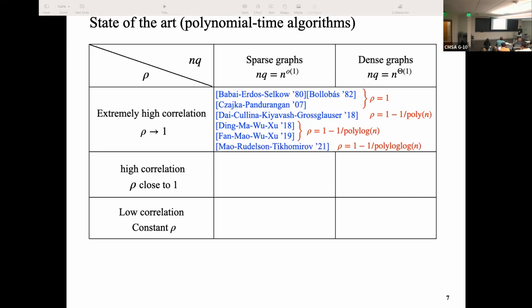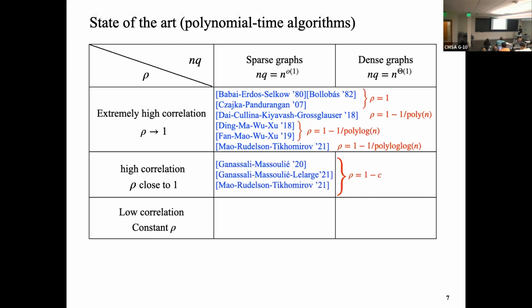And then this is also improved to poly log log n a few years later. So when I move to the second row of high correlation, I mean rho is no longer one minus little o of one. These three papers presented algorithms that are devoted to sparse graphs only, leveraging the local tree-like structure of sparse Erdős–Rényi graphs that has the promise to succeed when rho is one minus some unspecified constant, but it's not going to zero. But they are limited to sparse graphs only.